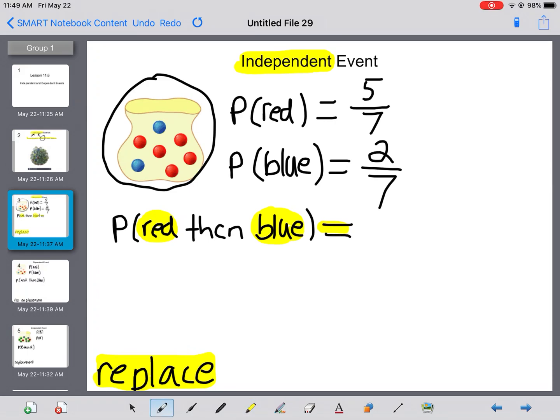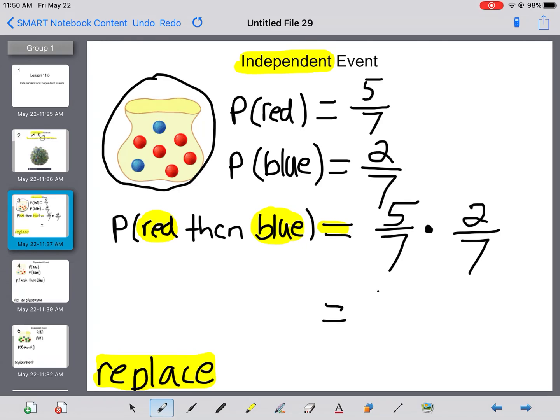Oops, I got to switch back to my marker. So, first picture. First person comes up, they reach into the bag. The chance that they pull out a red is 5 out of 7. Then they put the marble back into the bag in this case. But then we can think, well, the marble's back in the bag, it's reset, there's still 7 marbles in there. Now the chance that they pull a blue out of the bag is 2 out of 7. So the way we can figure out the chance of these two things happening in a row is we can multiply these two probabilities.